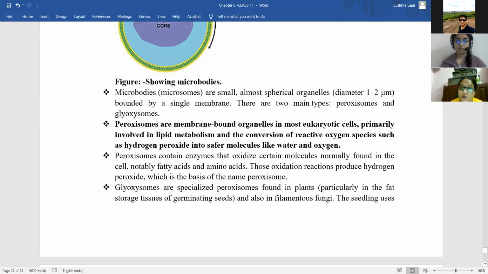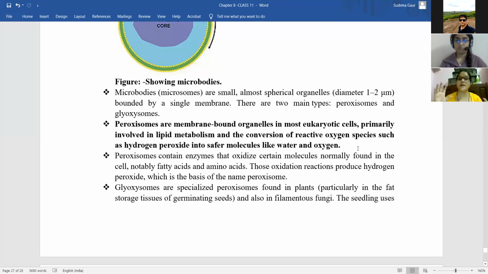So what is the function of peroxisomes? They are membrane-bound organelles present in most eukaryotic cells, primarily involved in lipid metabolism and conversion of reactive oxygen species such as hydrogen peroxide into safer molecules like water and oxygen. So this thing you have to remember.